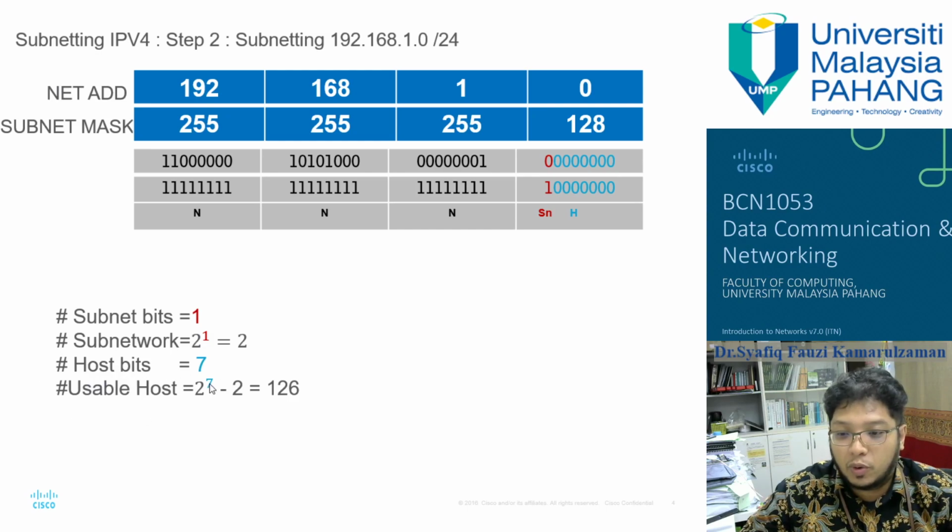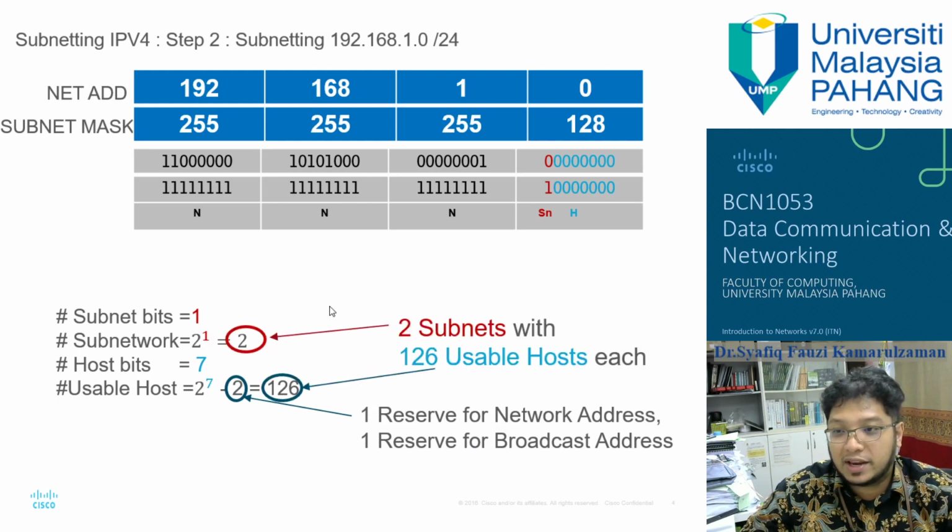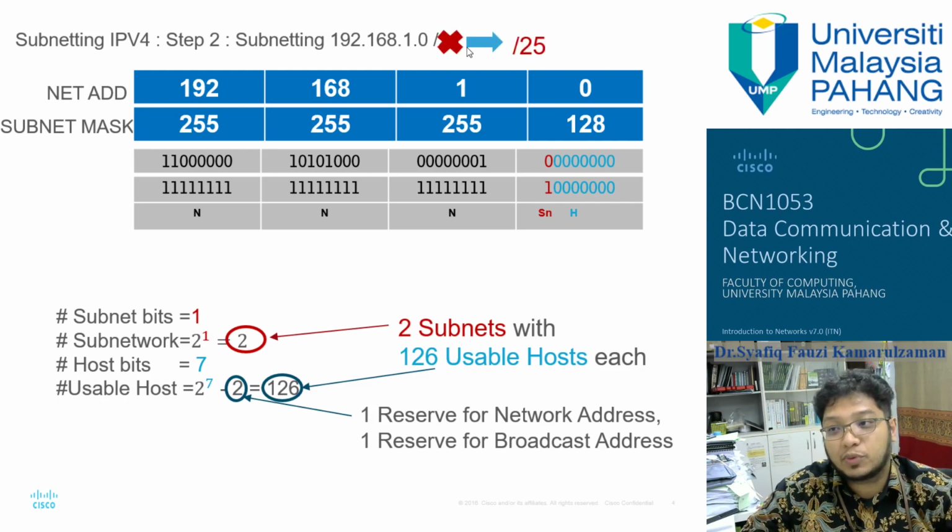The number of usable hosts that you have is 2 to the power of 7 minus 2, which is 126 hosts. What does it mean to subtract 2? It means that 2 addresses are reserved, one for the network address and one for the broadcast address. To summarize, by subnetting this, we will get 2 subnets with 126 usable hosts for each subnet. Right now, our prefix changes from /24 to /25.